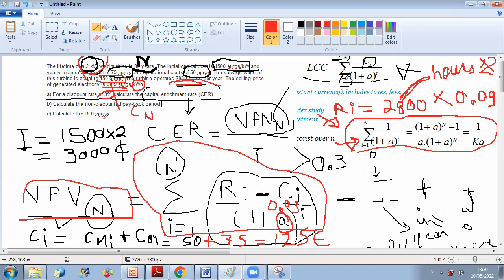Okay. Now, calculate the non-discounted payback period. What do you understand by non-discounted payback period? So basically A equal 0. This means that I don't account for time effect. I consider that the value of money is not changing with time. Okay? Please pay attention. Can I use the formula developed here if A is 0?